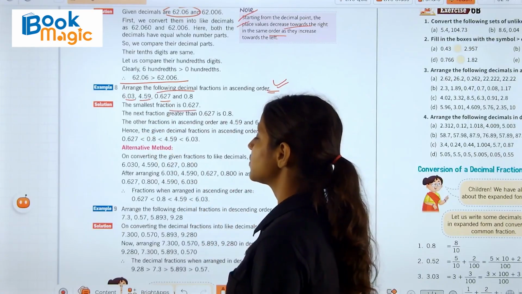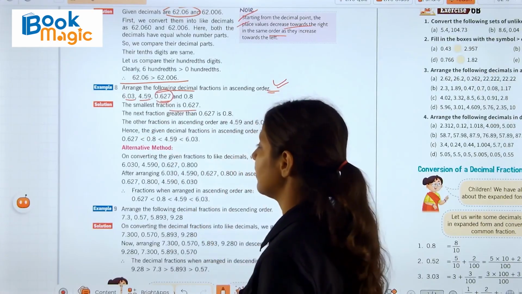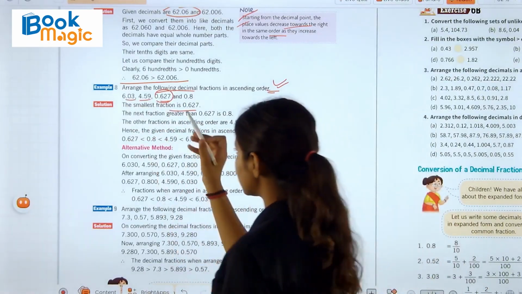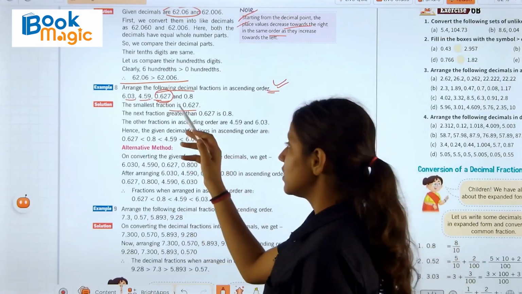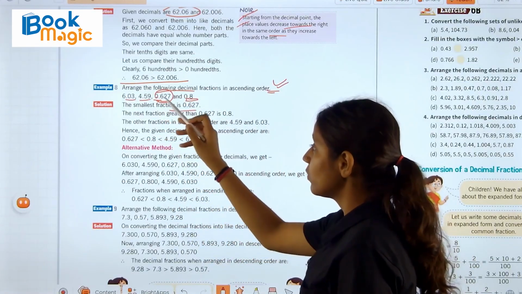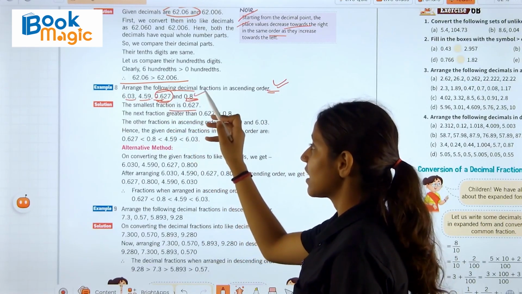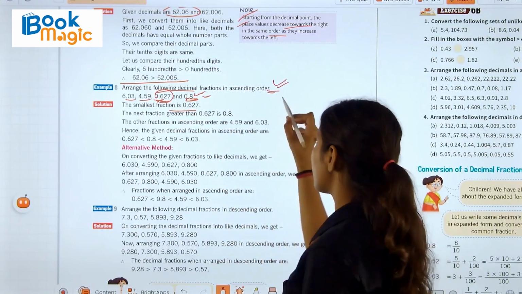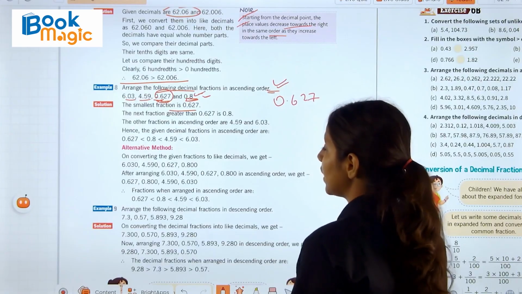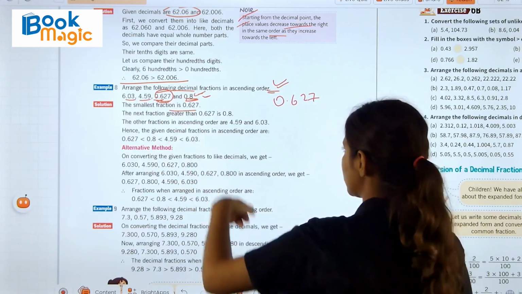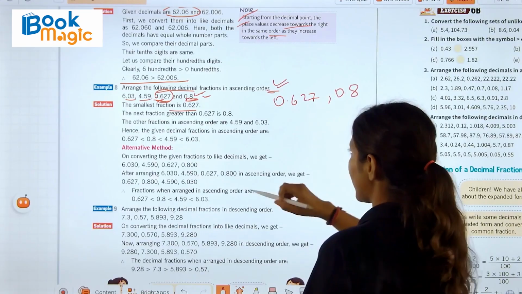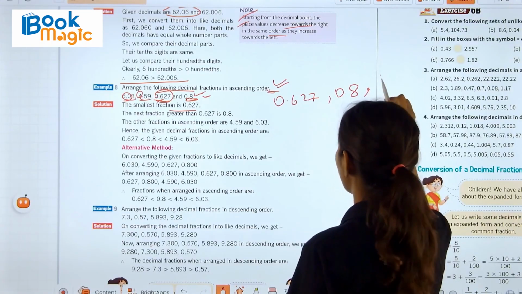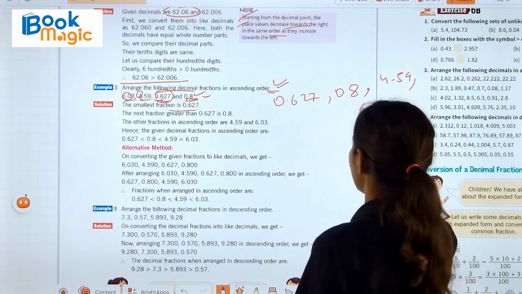The smallest fraction is 0.627. So how we are saying that? Because they all are having different whole numbers, so we can judge them by seeing the whole number only. So this is having 0, it is also having 0. And now if we see the tenths place, this is having the bigger value. 6 is smaller than it. So it is the smallest, 0.627. Now we can see 4.59, 6.03, 0.8. So we will write here 0.8. Why? Because these are bigger than 0. So 0.8, then we have 4.59 and then we have 6.03.